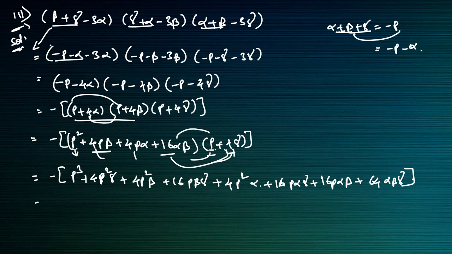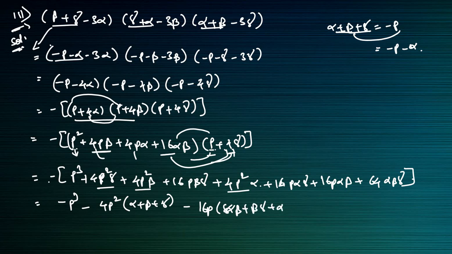Now here I will multiply with the minus to all terms, it will become minus P cube, and minus I will write directly here, minus 4P square I will take common, so it will become 4P square times (alpha plus beta plus gamma) will come here. Here another way is a beta, so 3 comes, and after that minus 16 I will take common, so 16P, it will become (alpha beta plus beta gamma plus gamma alpha) will come here. So here minus 64 into alpha beta gamma will remain here.